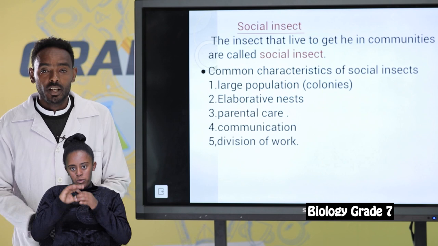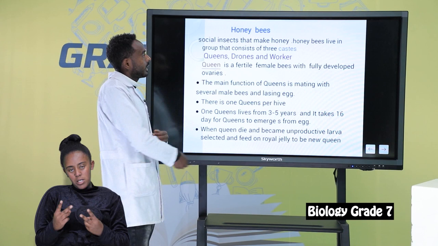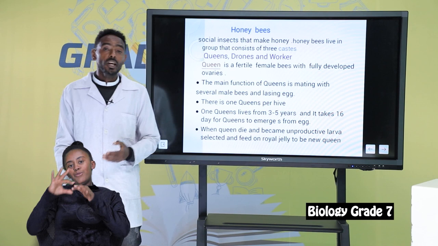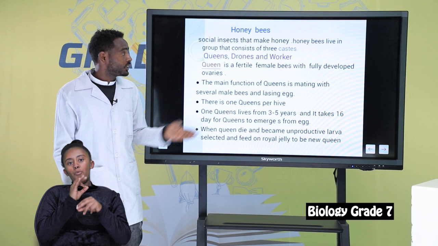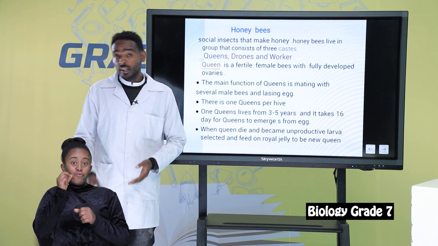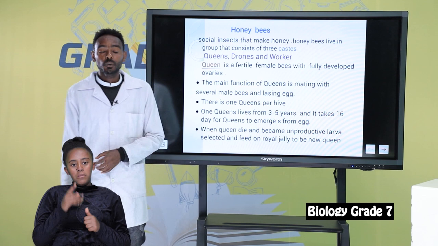Now we see some examples of social insects, like the honeybee. The honeybee is a social insect that makes or produces honey. A group of honeybees consists of three castes: queens, drones, and worker bees. Let us see them one by one. The first caste of honeybee is called the queen.